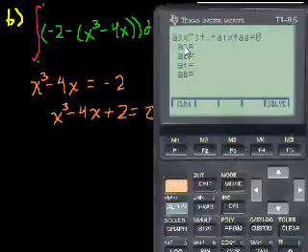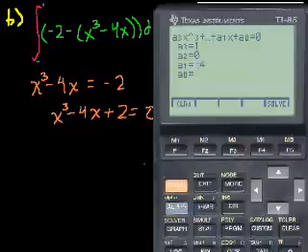And what are the coefficients? Well, the coefficient on the x to the third term is 1. Go down. What's the coefficient on the x squared term? Well, there is no x squared term, right? So that coefficient is 0. Go down. What's the coefficient on the x term? It's -4, right? Go down again. And then the constant term, well, that's just going to be 2. And now we can just hit solve.